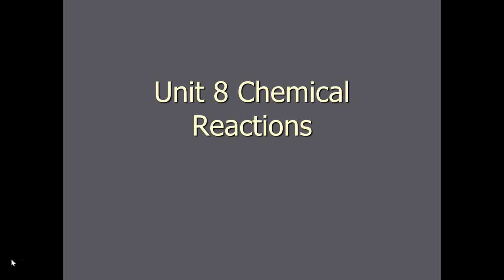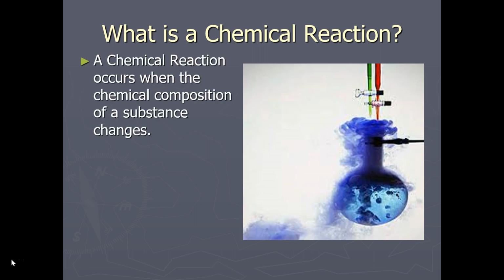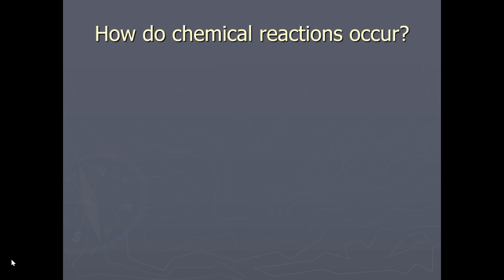Welcome to the first video of Unit 8, all about chemical reactions. So what is a chemical reaction? A chemical reaction occurs when the chemical composition of a substance changes. By definition, a chemical reaction is when one or more substances are changed into one or more new substances by the reorganization of the component atoms. So what does that mean? It means we start with some stuff and it gets changed around to become different stuff.